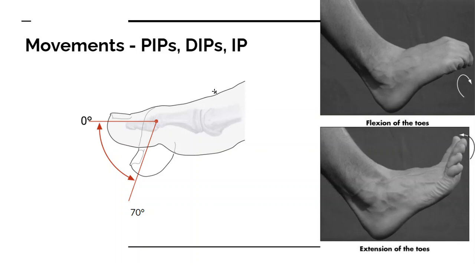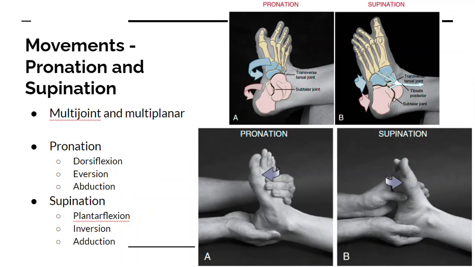Moving on to the proximal and distal interphalangeal joints. Flexion of the toes is this top picture. Extension of the toes is the bottom picture. Then we have these two complex movements. They're multi-joint and multiplanar, called pronation and supination.